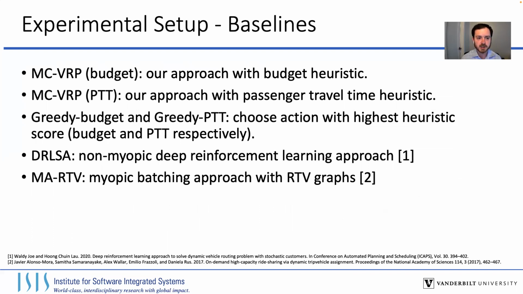We compared our approach to a series of baselines. First, we have two versions of our MCVRP approach, one with the budget heuristic and one with the passenger travel time heuristic. We also created two greedy approaches based on our budget heuristic and our passenger travel time heuristic. We also compared it to DRLSA, which is a non-myopic deep reinforcement learning approach. Lastly, we also compared to MARTV, which is a myopic batching approach with RTV graphs.